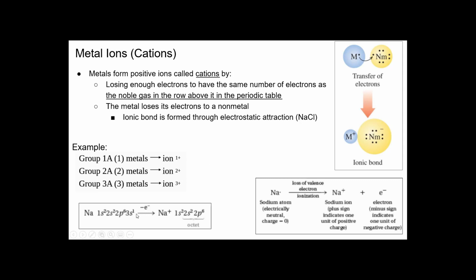This also affects the electron configuration. So if you have an electron configuration, these numbers all here should match up to the atomic number of sodium, and the atomic number of sodium is 11.